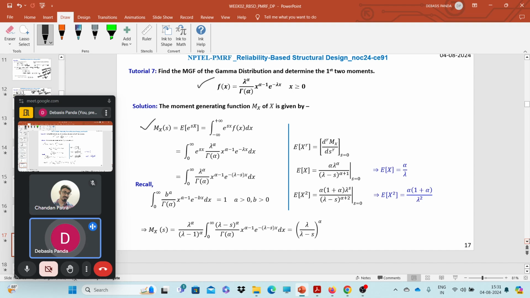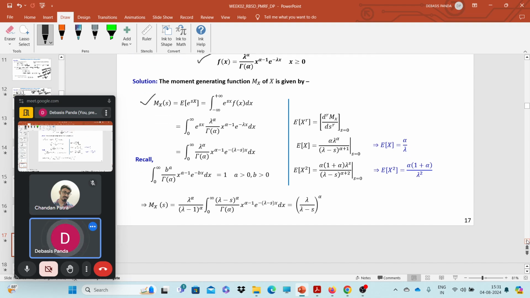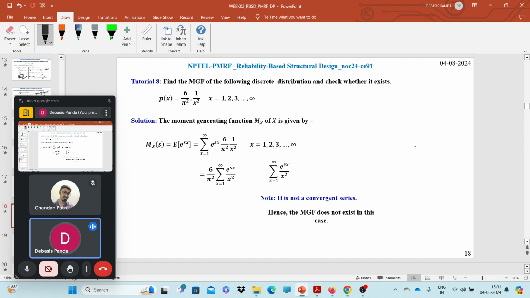Now, one more important thing regarding the moment generating function, which I have missed discussing, is when we will not have a moment generating function for a random variable. So we have seen how to find the moment generating function, and from it how to calculate the moments. Now the question is, will we get the moment generating function every time? The answer is no. If the series of your moment generating function does not converge, then we will not have any kind of moment generating function.